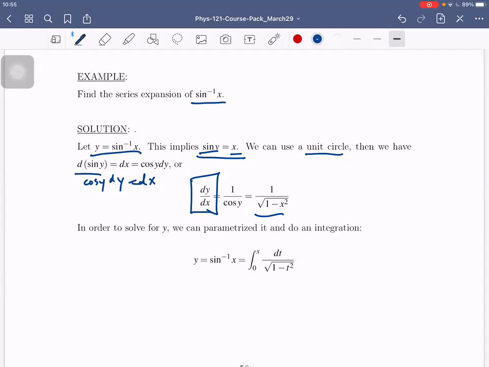So, ngayon, medyo tricky na to, no? Para ma-solve natin yung y, tandaan nyo, this is yung y ang hinahanap natin, no? Itong buong ito. Okay? We can parameterize. So, since integral, para makuha mo yung buo, you have to integrate the whole thing. So parameterize natin, let's use t, and we have to evaluate the dt from 0 to x. Okay, so ito na yung magiging expression niya.